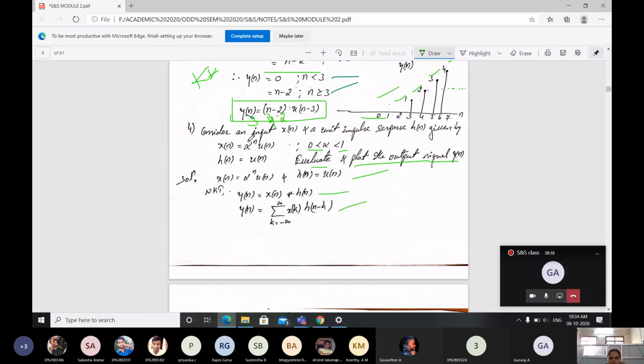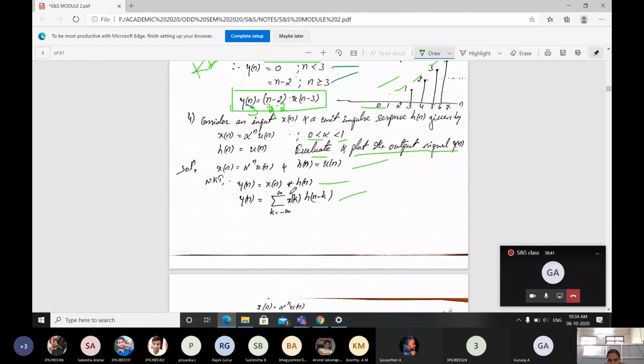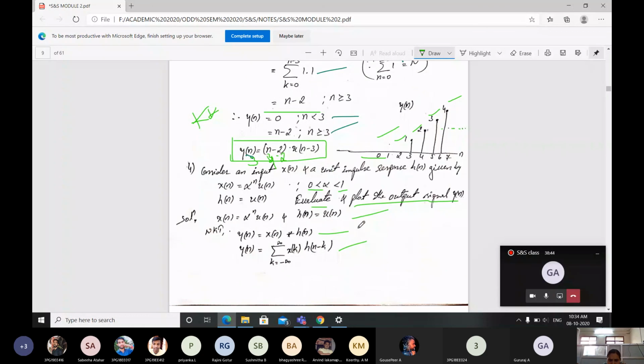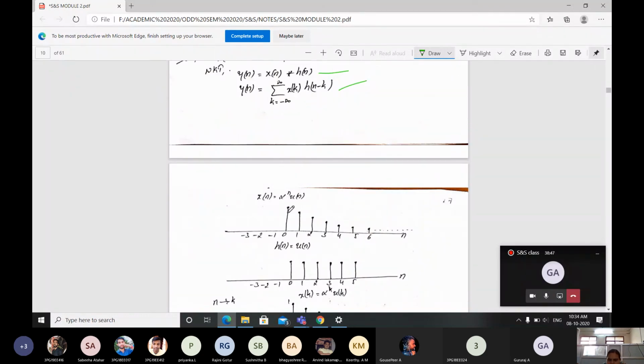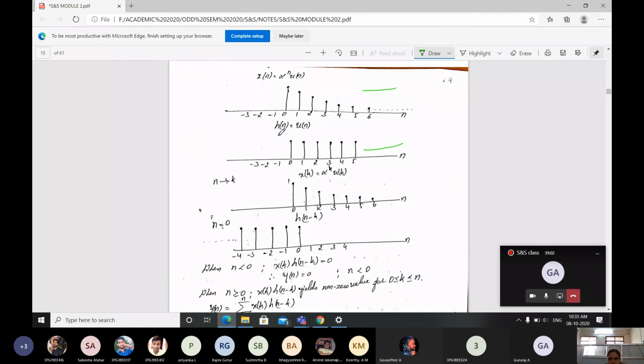Next, we have to draw the alpha raised to n into u of n signal. This is alpha raised to n u of n. It is a decaying function. From 0, we don't know what the value is here. No need to think about that. We don't know the alpha value, right? For that reason, they said it will be from 0 to 1 only. It is an exponentially decaying function. So at 0, 1, 2, 3, 4, 5, 6 and so on, the value keeps decreasing. This is how you will be getting it. Then what is h of n? The u of n function only. So you just draw that it is always 1.